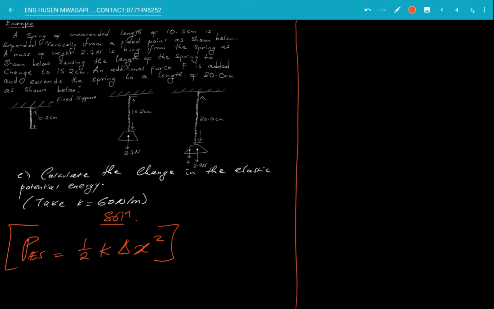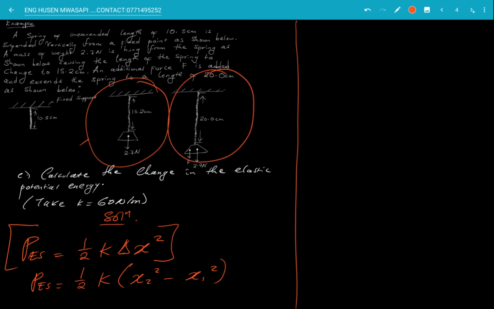Now this implies that the elastic potential energy of the spring is now equal to half k open brackets extension 2 squared minus extension 1 squared. Now remember that we need to find this extension separately. This is extension 1 and this is extension 2. Let us now collect data and ask ourselves, what is k? K is 60 newtons per meter.